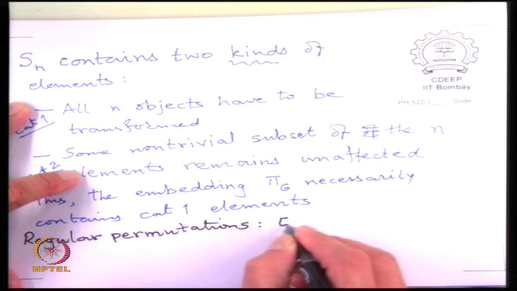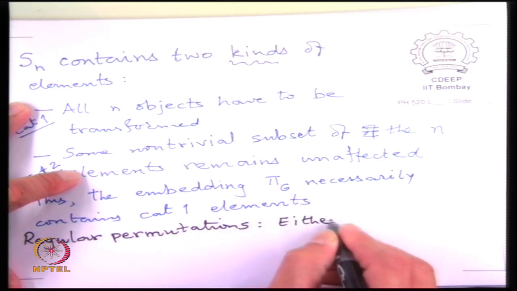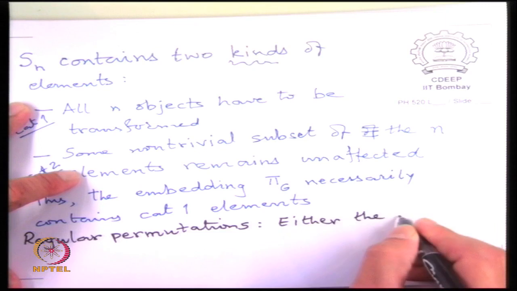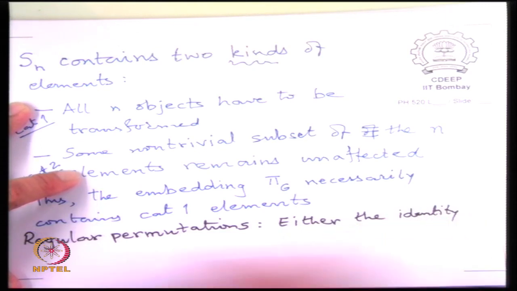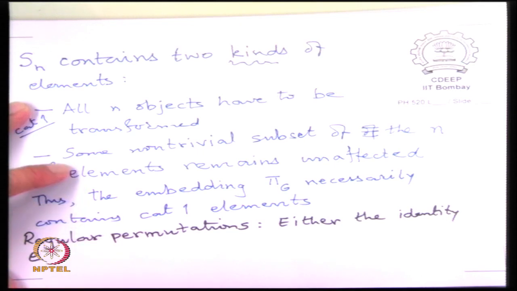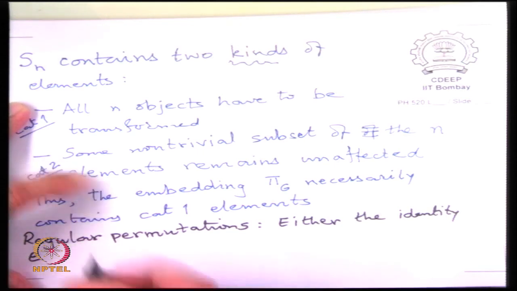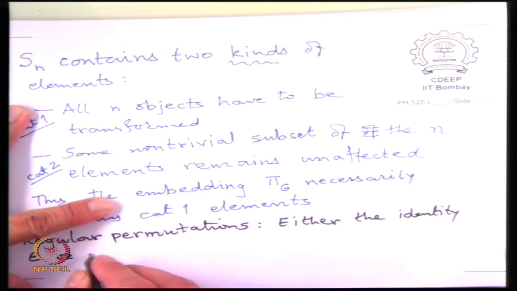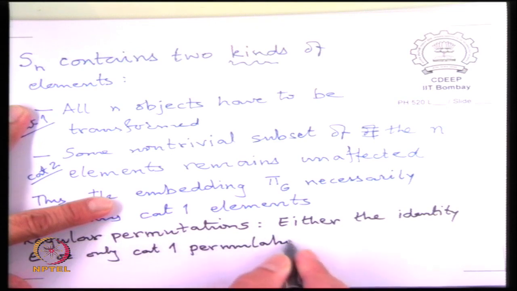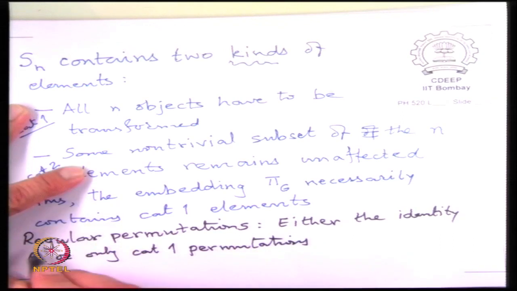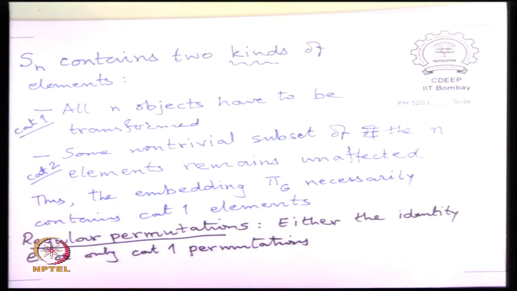So either the identity E, which changes nothing at all, or only category 1 permutations, in which every element has to be touched and transformed into something else in the carrier space.